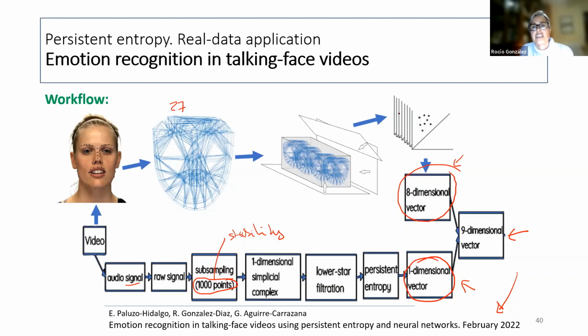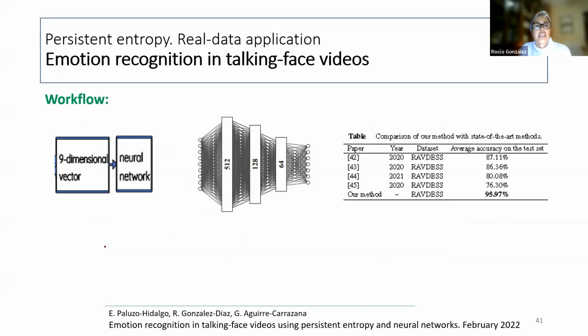So here we also have the same number of points. Okay, so stability is ensured in the image and audio parts. Then we use this set of 9-dimensional vectors to feed and train a neural network. It's a very simple neural network. We only have 3 hidden levels, and the input is 9-dimensional because we have the 9-dimensional vector, and the output is 8-dimensional because we want to recognize 8 emotions.